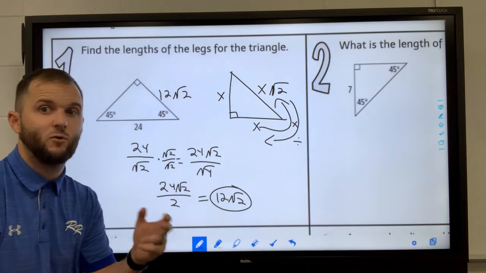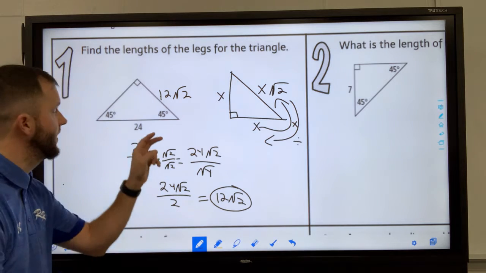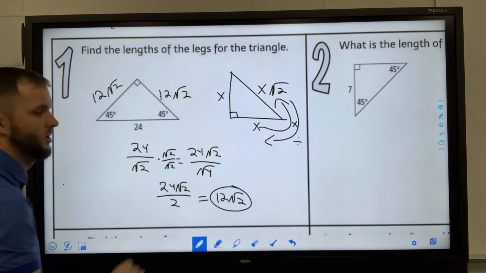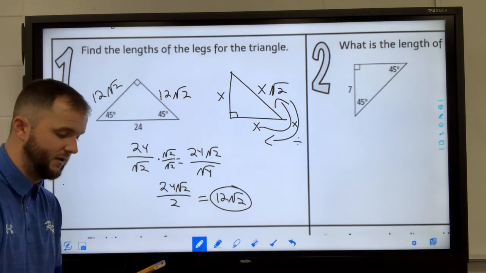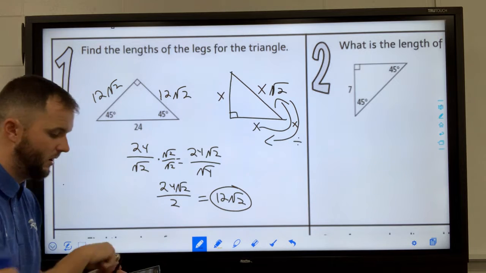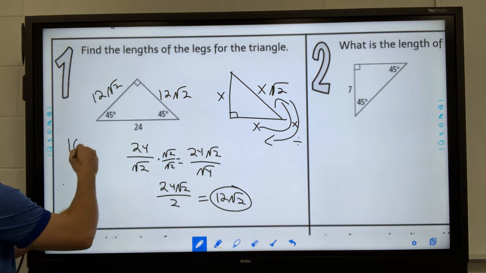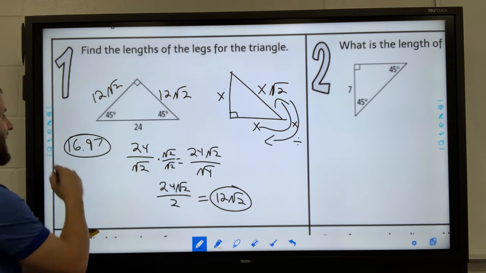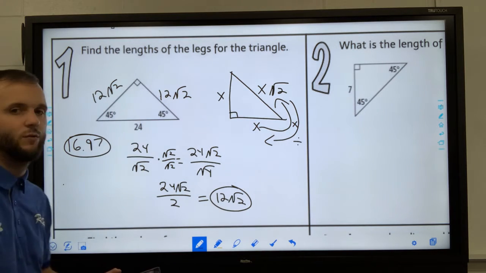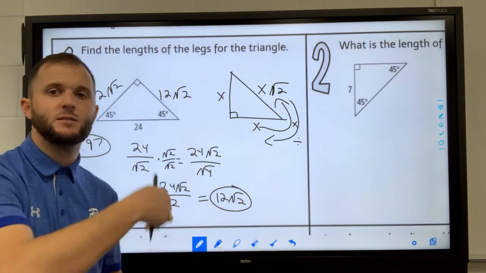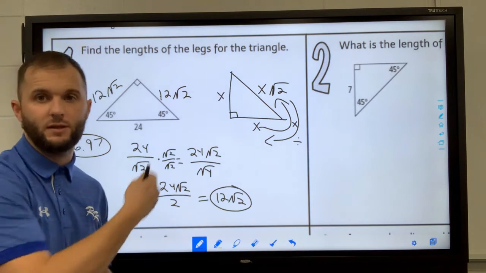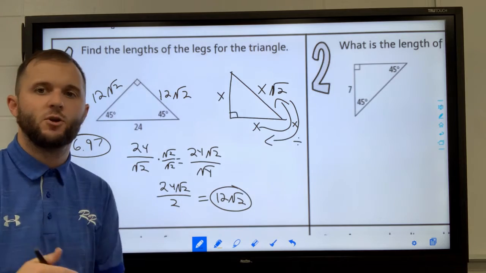But again, in a 45, 45, 90, both legs are congruent to each other. So if this is 12 square root 2, then this over here is 12 square root 2. And if I typed 12 times the square root of 2 into the calculator and clicked enter, it would give me 16.97. So if it asked you for a decimal, this would be the actual measurement. But the reason we leave it in radical form is that if we keep doing work with it, it's easier to keep it that way, and it's a more accurate answer, okay? So let's move over to example number 2.